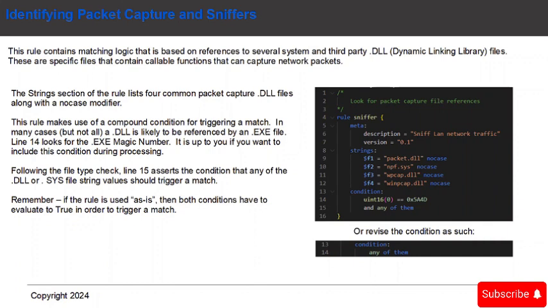Now, a revision you could make would be to remove the requirement for an EXE, which would be stripping out line 14 and replacing it with a condition, any of them. Notice we've also dropped the AND, simply because this is a singular condition at this point. So if the rule is used as is, both conditions have to be met. If we modify it and remove the EXE check, then the condition is simply any of them.